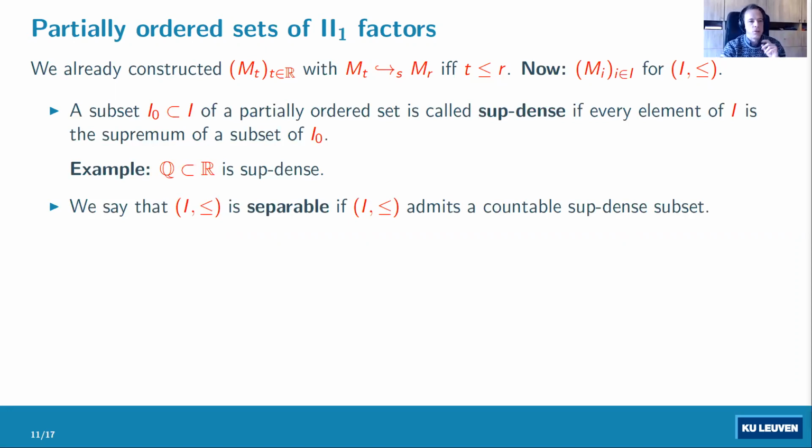And here are the separability notions. If I want to stay within the world of separable II_1 factors, of course, there must be some kind of cardinality bound on I. I mean, you cannot do just anything. So you can immediately forget about these 2 points. Let me introduce a notion of separability for a partially ordered set. I will say that a subset I0 is subdense if every element of I can be written as the supremum of a subset of I0. And then I say that a partially ordered set is separable if there exists a countable subdense subset. Of course, the reals is subdense in this obvious way.